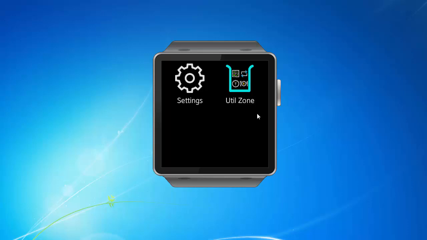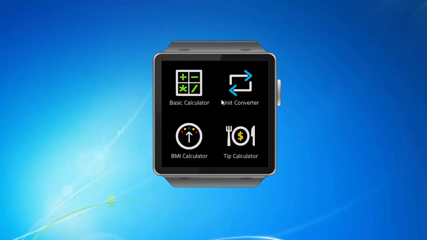Util Zone is one stop point for most commonly useful utilities in day-to-day life. It includes basic calculator, unit converter, BMI calculator, and tip calculator. We could now look into various operations supported by all utilities.